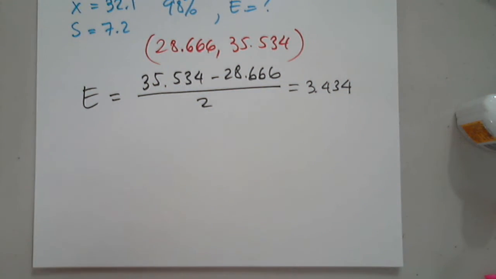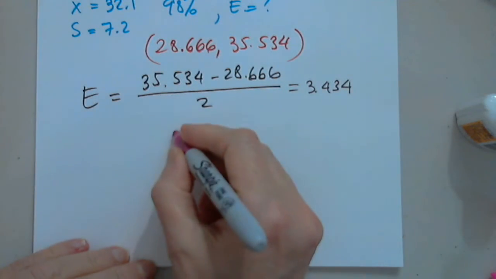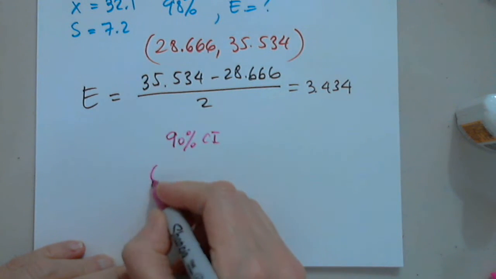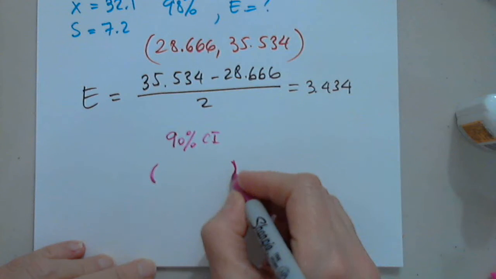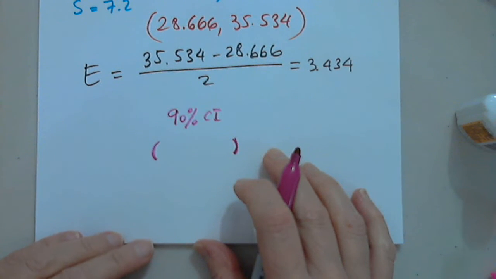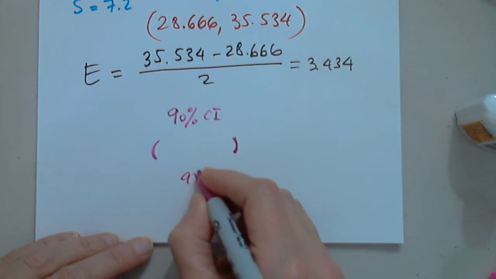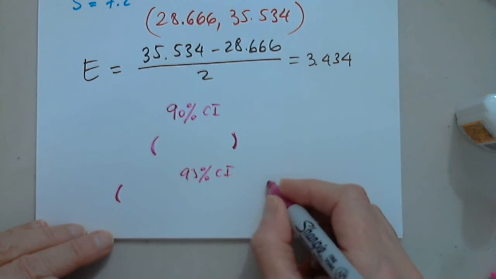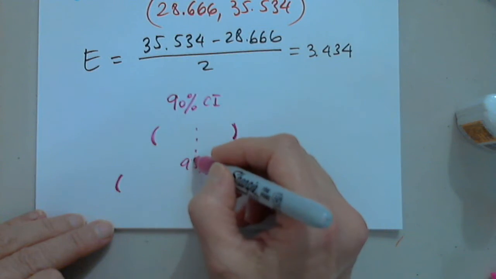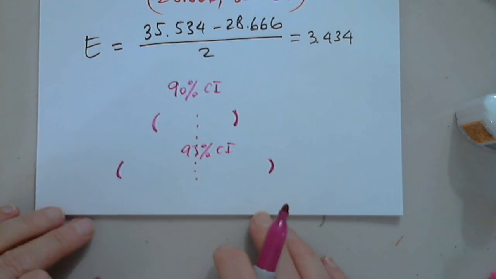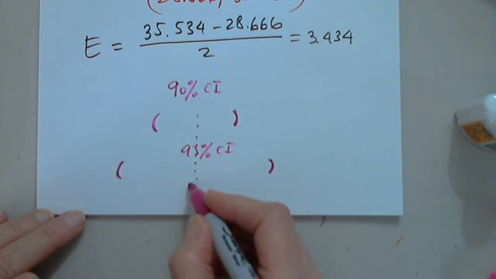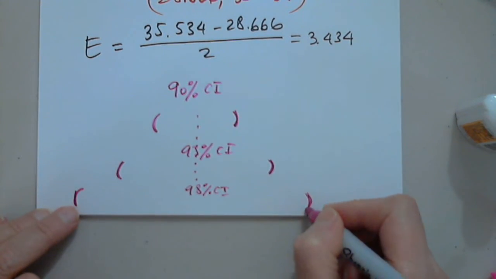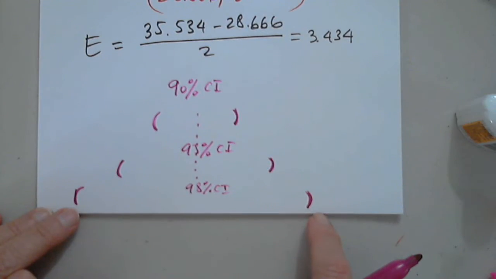So if I use a 90% confidence interval, it would be something like this, right? A 95% confidence interval, I'm exaggerating, would be something like this. And they all have the same mean in the middle. Of course, a 98% confidence interval will have, I'm exaggerating, these bounds.